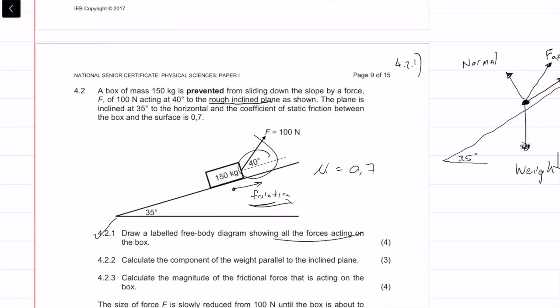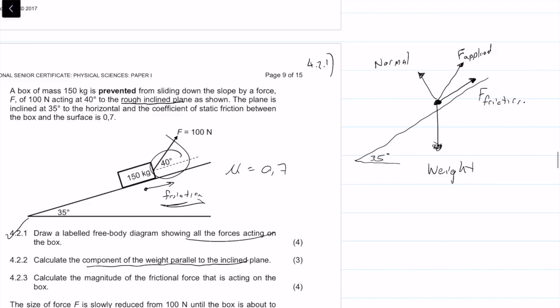Cool stuff. Okay, so calculate the component of weight parallel to the inclined surface. So we know that there is a component here.